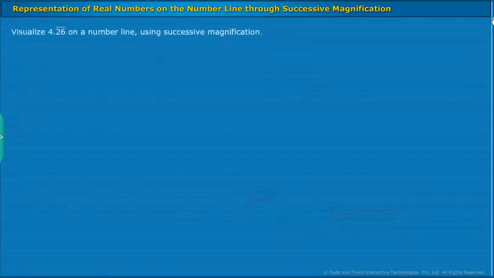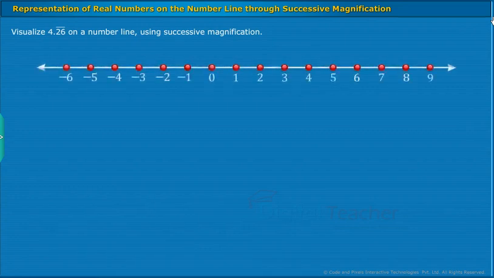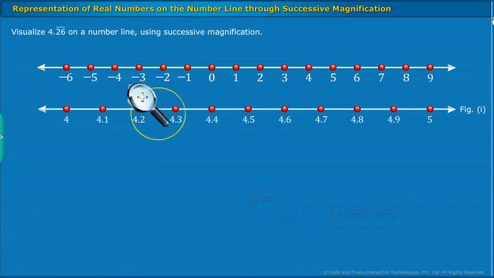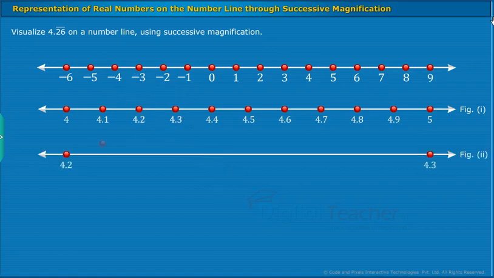Visualize 4.26 bar on a number line using successive magnification. Here, the repeating decimal 4.26 bar lies between the interval 4 and 5. To have a rough idea for locating it on a number line, make 10 equal parts and mark them as 4.1, 4.2, so on up to 5 as shown in figure 1. Now, look at the portion in between 4.2 and 4.3 using a magnifying glass and realize that 4.26 bar lies between them as shown in figure 2.